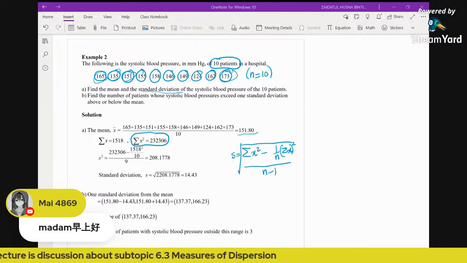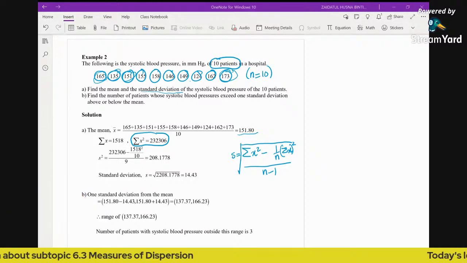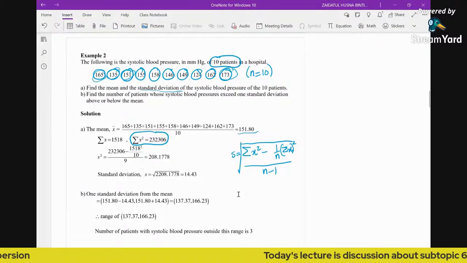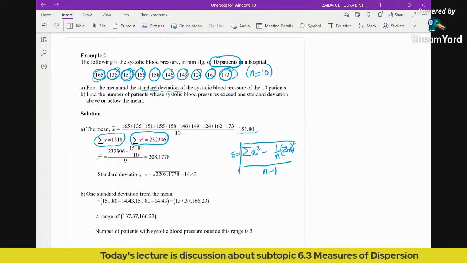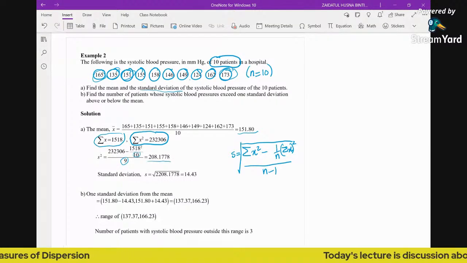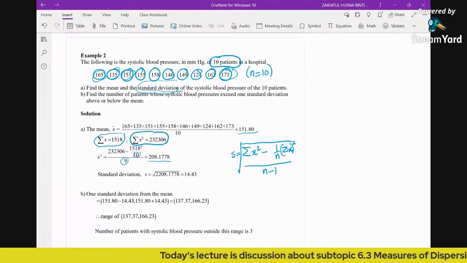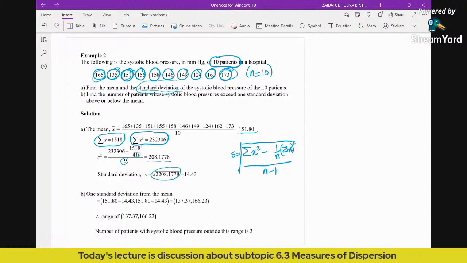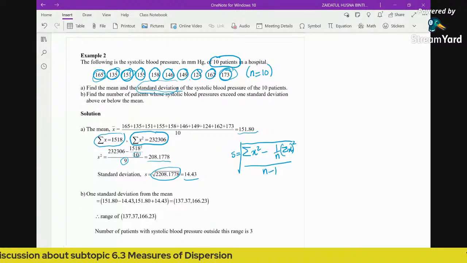Alright, so now let's continue. We have got the sum of x squared, and we have got the sum of x from the mean just now. So we can substitute into the formula, and we divide by n here and also n minus 1 here. So this is basically the variance. Because the question asks for standard deviation, we just find the square root of that value. So we will get 14.43. So we are done with the first part of the question.